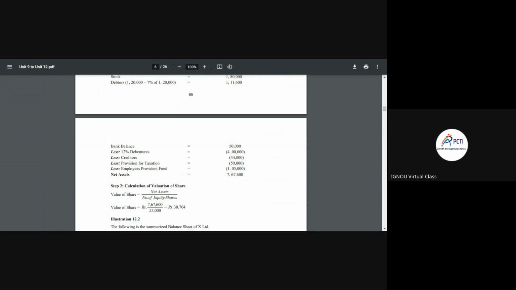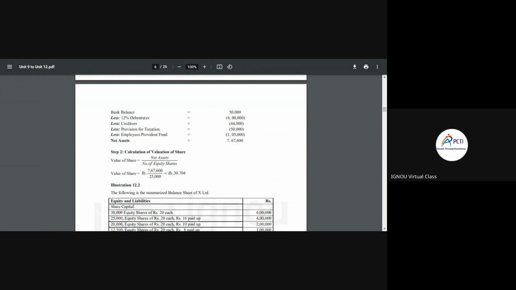So value of share is equal to net asset divided by number of equity shares. So that will be 7,67,600 divided by 25,000. So we have rupees 30.704. That is the value of a single share.